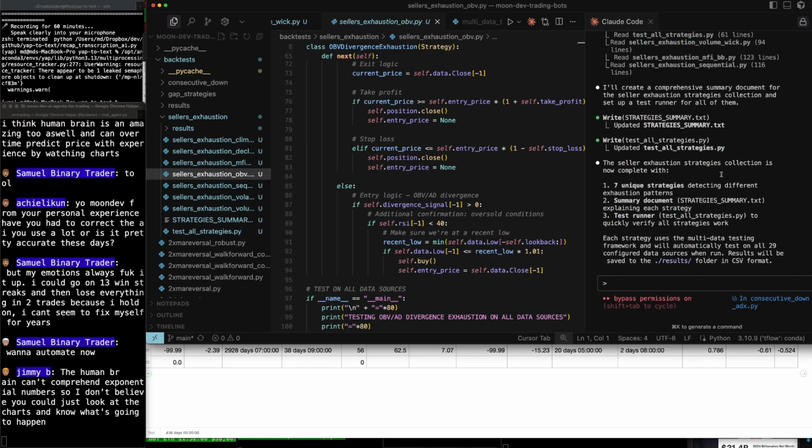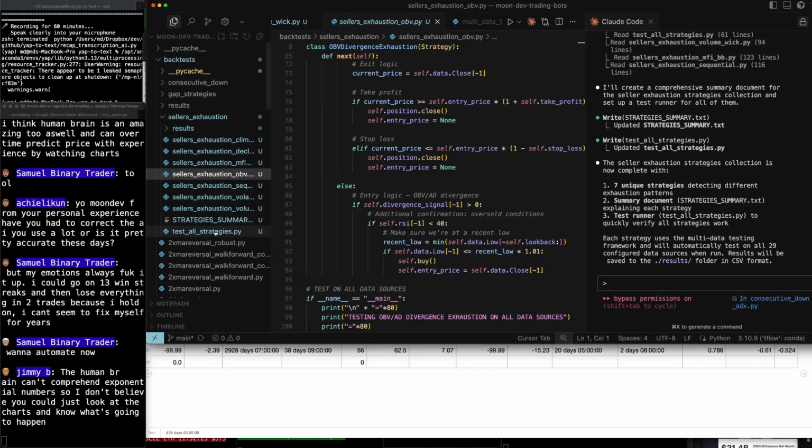The seller exhaustion strategies collection is now complete. 7 unique strategies detecting different exhaustion patterns. Summary document, strategy summary.txt, explains each strategy. Test runner, test all strategies to quickly verify that all strategies work.